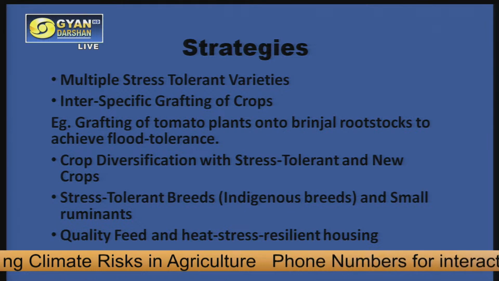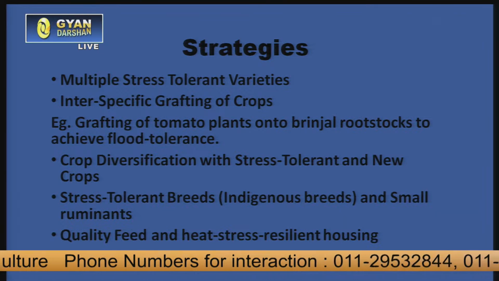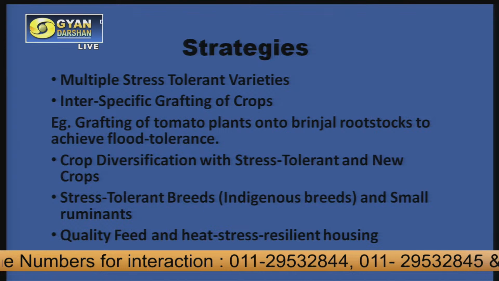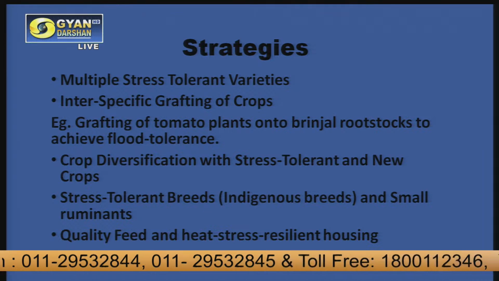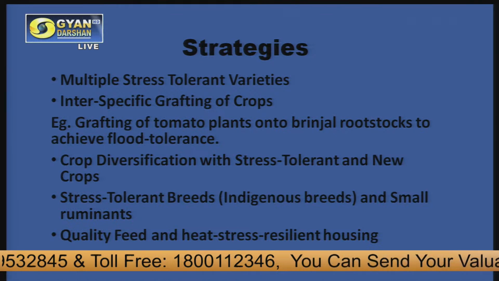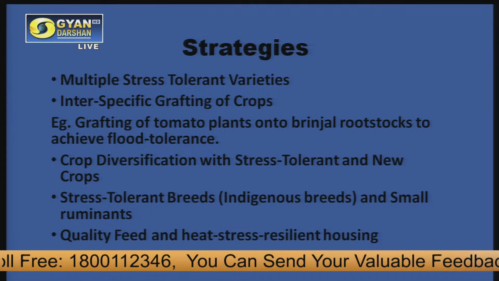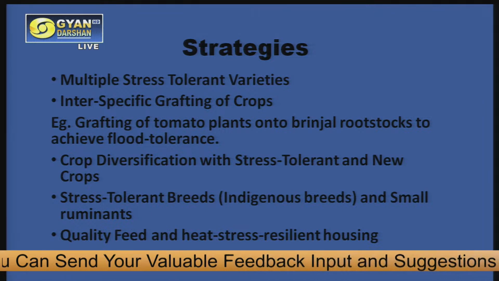The first and foremost important strategy, as far as the crop is concerned, is that we need to develop or breed crop varieties which are resistant to drought, flood or any kind of abiotic stresses. That is the most important aspect as far as the breeding of new crop varieties is concerned.